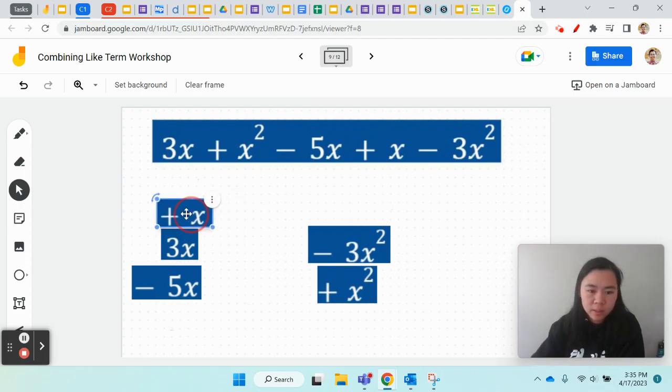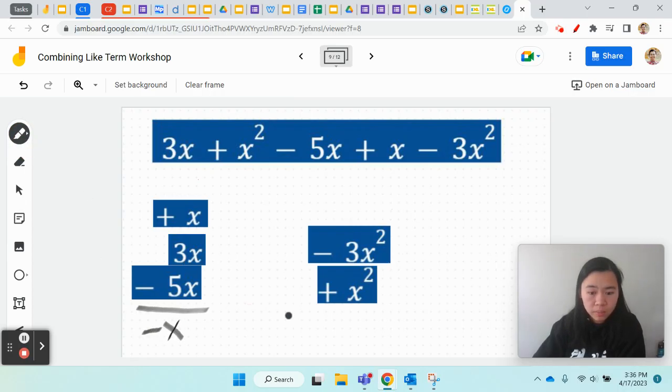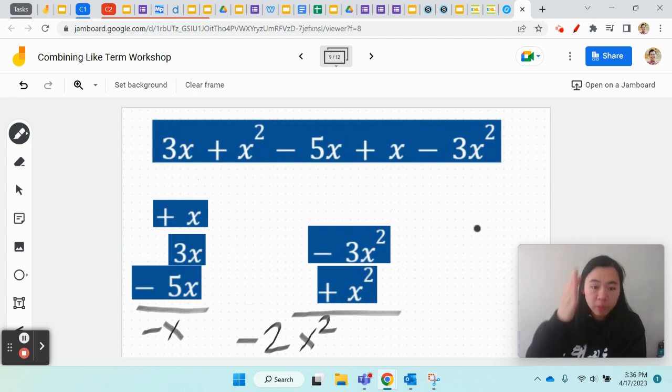Then you can combine these. Let's see, an x plus 3x is 4x. If you don't see a coefficient, then it's implied that it's 1 because I can see only one x there. So that's 1 plus 3 is 4, minus 5 is negative 1x, which is also just negative x. Negative 3x squared plus x squared plus 1x squared is negative 2x squared. So when I combine my like terms for 3x plus x squared minus 5x plus x minus 3x squared, it's pretty complicated, but when I simplify it, it turns into negative x minus 2x squared.